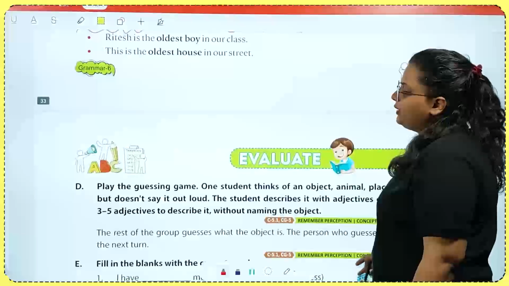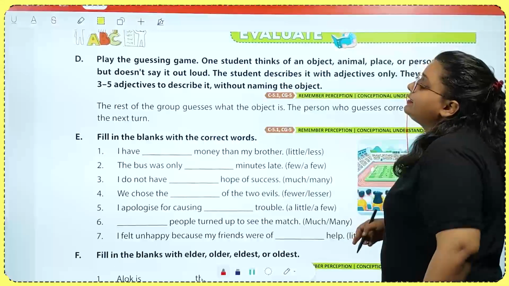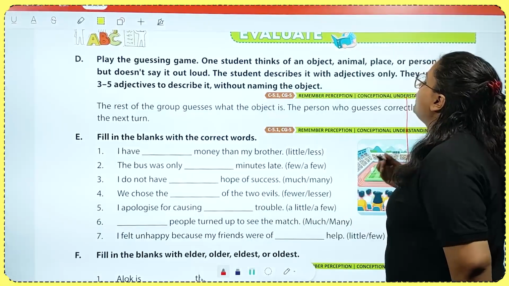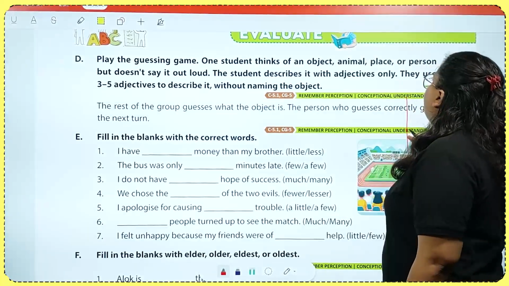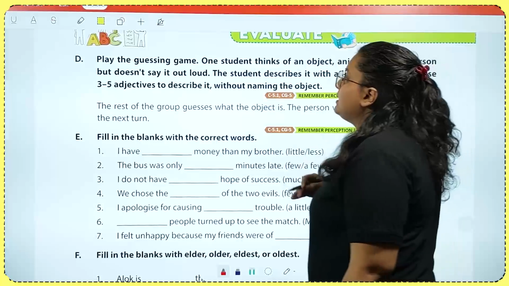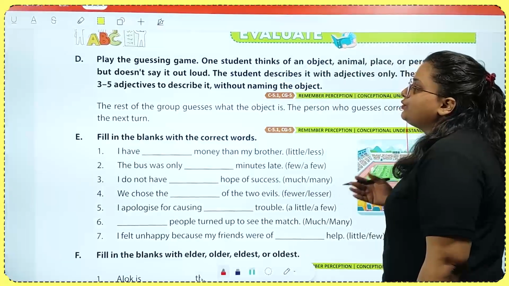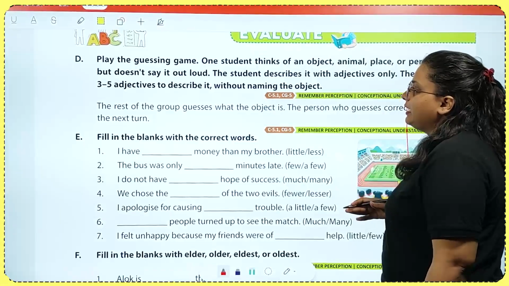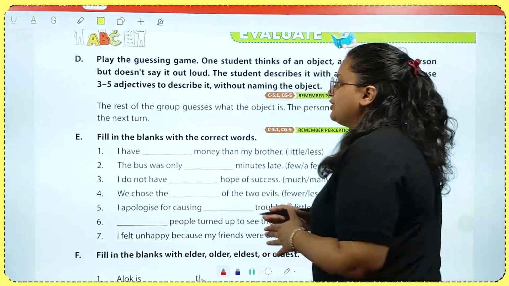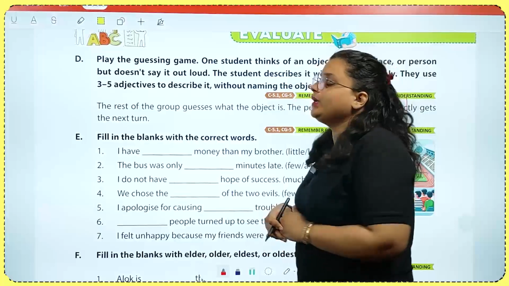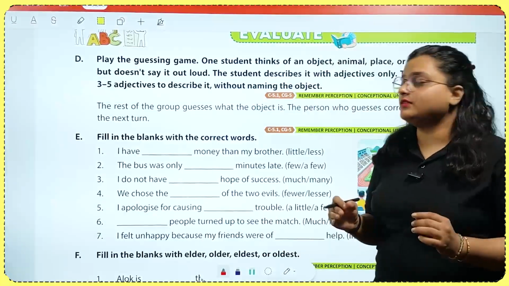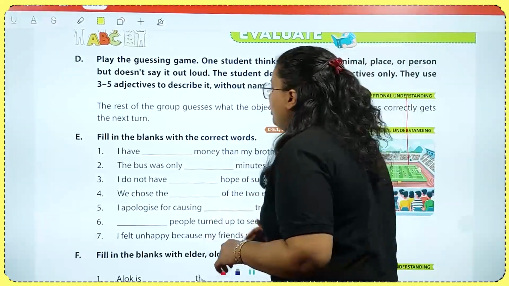So let's evaluate. Play the guessing game. One student thinks of an object, animal, or a person but doesn't say it out loud. The student describes it with adjectives. They use 3 to 5 adjectives to describe it without naming the object, and everyone else will guess. This is a very interesting game to play with your friends.